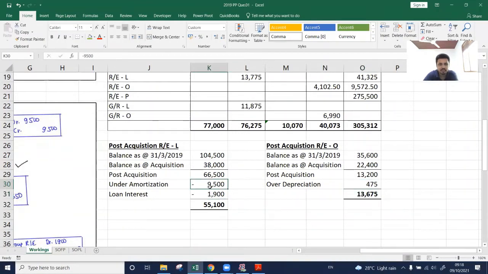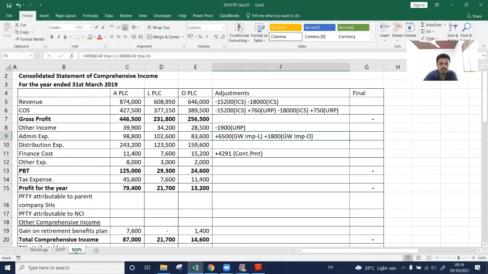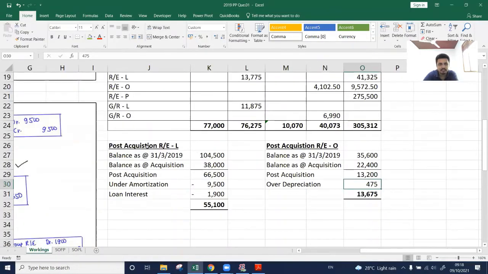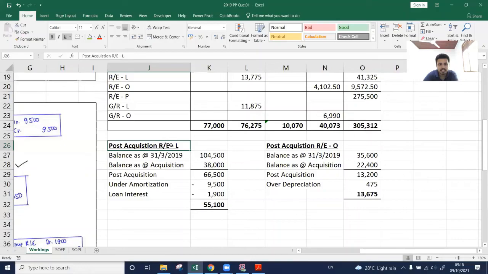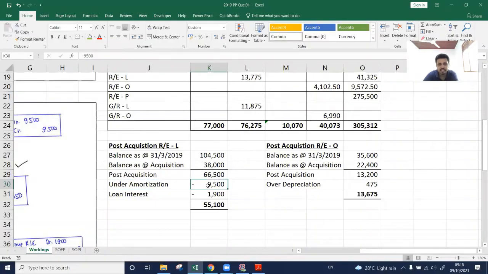So we need to reflect these adjustments in the consolidated statement of profit and loss. Right, we'll consider this one first. Post acquisition retained earnings of Lemon PLC. What are the adjustments that we have made during the year? We have adjusted for under amortization, right? Under amortization.